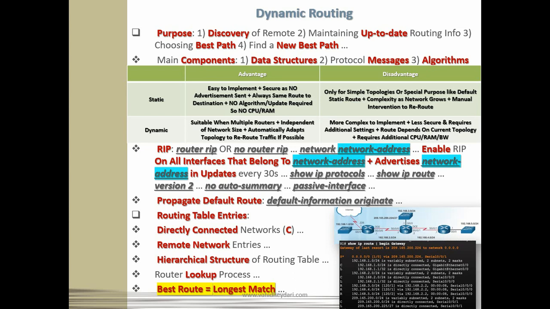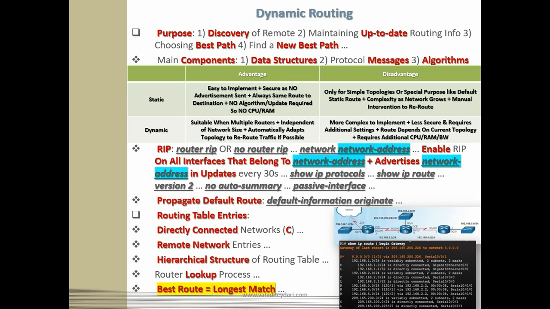But L is not the only entry that you add to the router automatically when you configure an interface. You also define directly connected networks, or C. So directly connected networks are automatically added to the routing table as well when the interface is configured and activated. So the no shutdown command is issued.